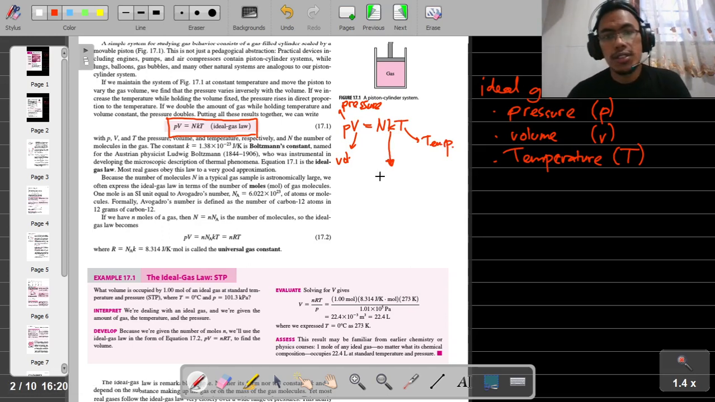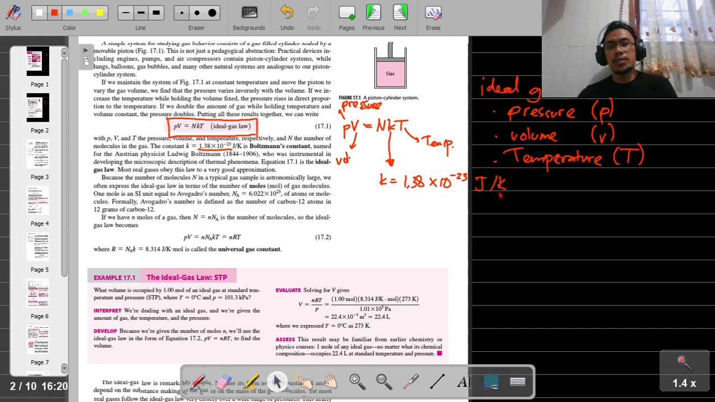The value of k is 1.38 times 10 to the power of minus 23 joule per Kelvin. And because this is a constant, it's better for you to memorize this, or remember this.